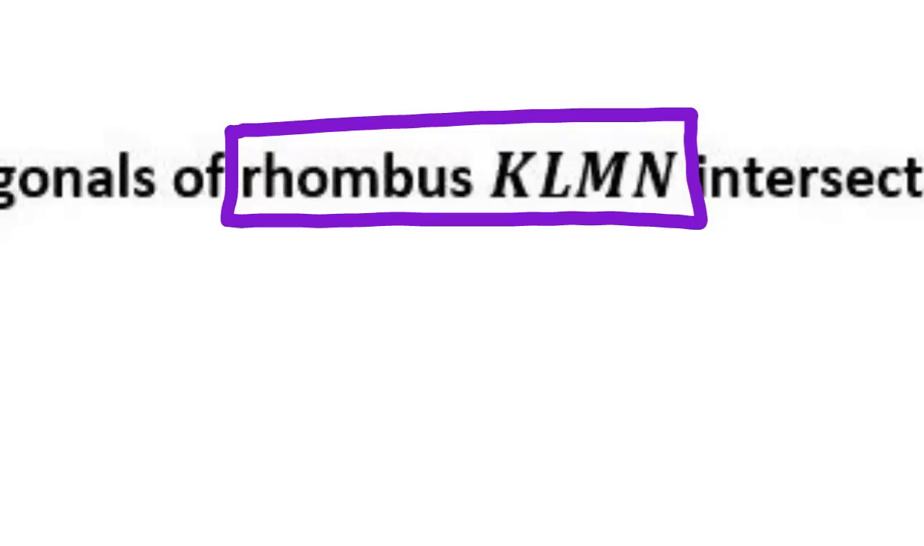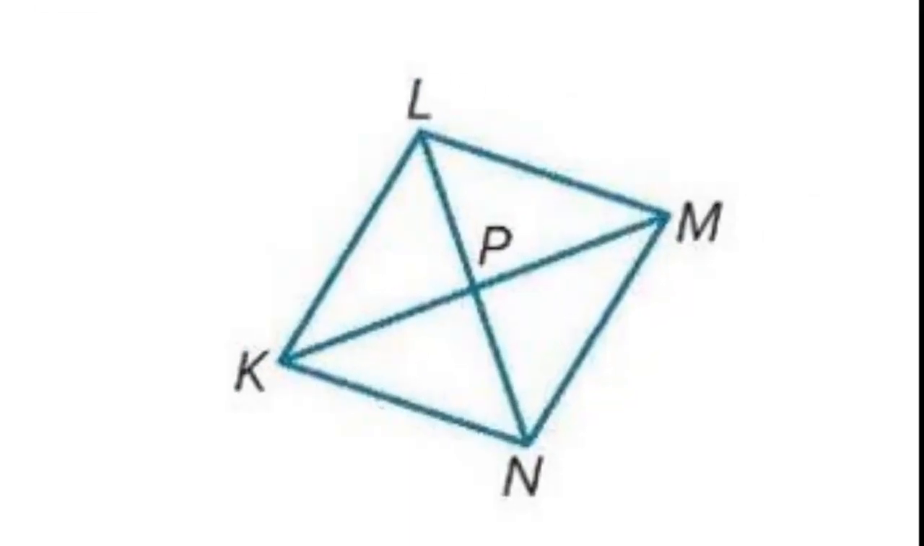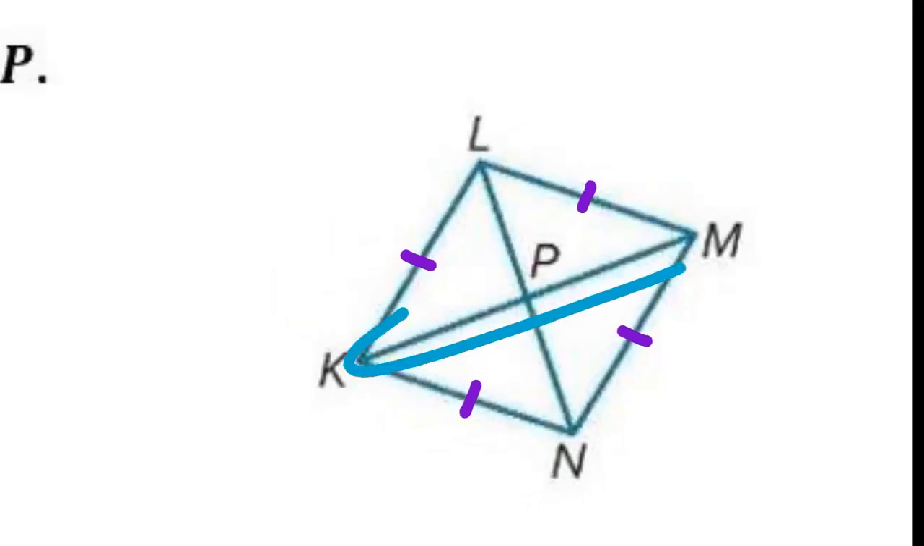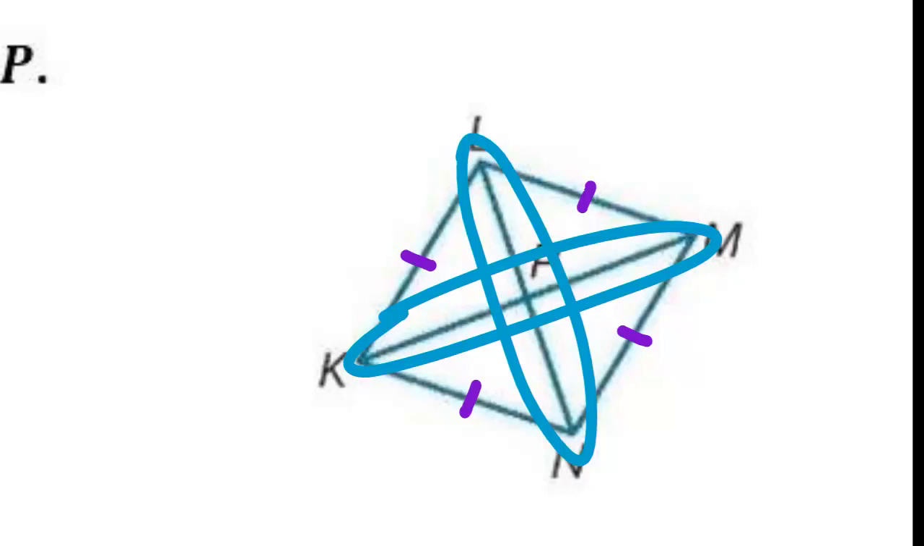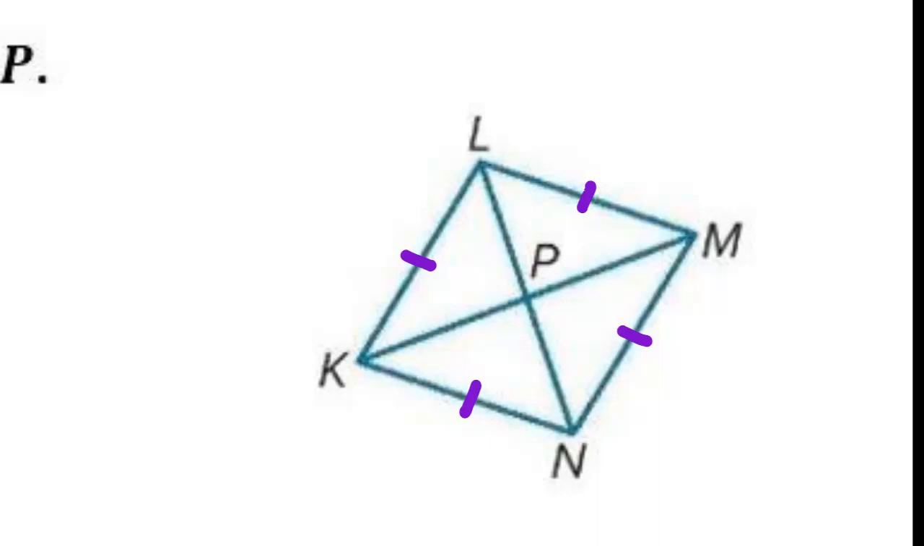All right. I want to look at this shape here, KLMN. They tell me that it's a rhombus. What do we know about the 4 sides of a rhombus? They are congruent. So KL is congruent to LM, is congruent to MN, is congruent to KN. And what do we know about the diagonals of a rhombus? They bisect each other. So that means KP is congruent to MP. And LP is not congruent to either of those, but it is congruent to NP.